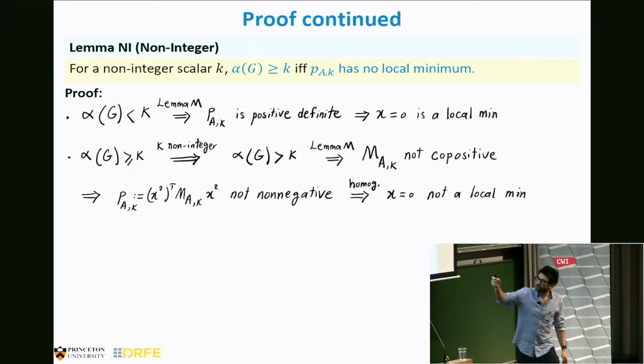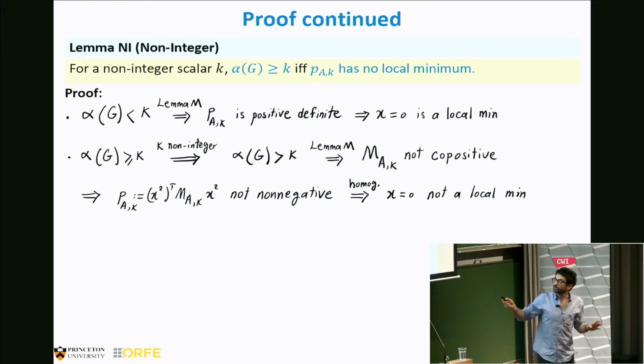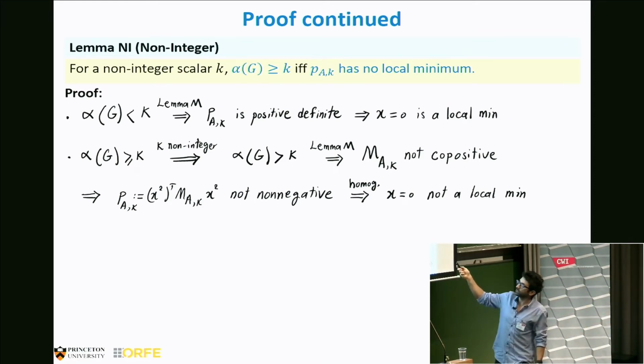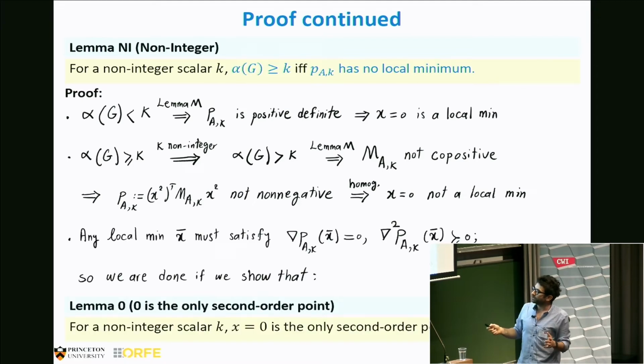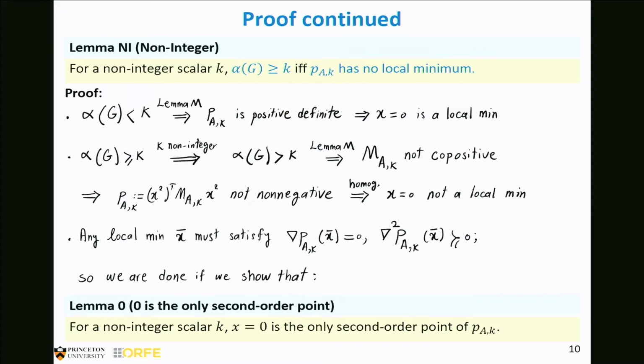But have I established this converse direction? Of course not, right? Because what I want to show is that if alpha is more than or equal to k, then this polynomial has no local min whatsoever. The only thing I've done is show that 0 is not a local min. So now I need to worry about every other point in R^n, right? But let's remember that any local min, let's call it x bar, must satisfy first and second order necessary conditions. So the gradient should vanish, and the Hessian of this quartic should be PSD at that point. So if we can somehow show this stronger result, we would be done.